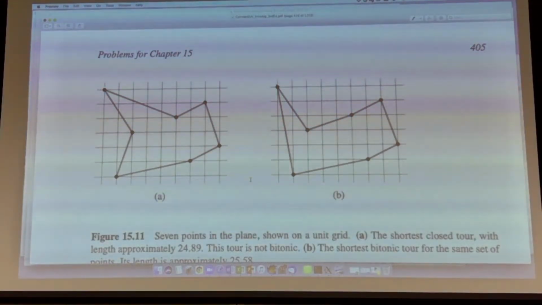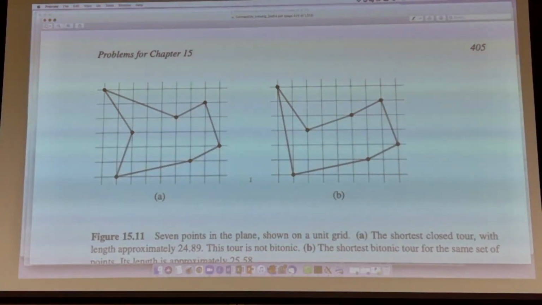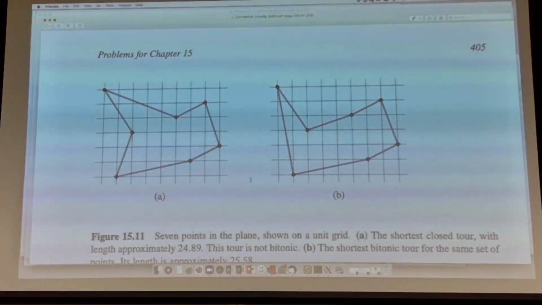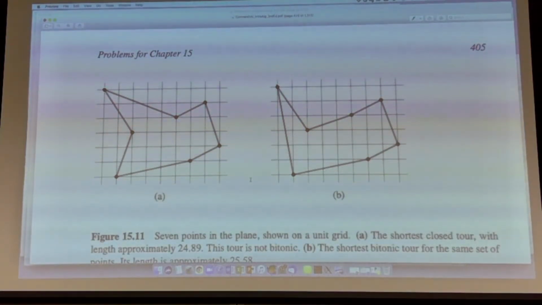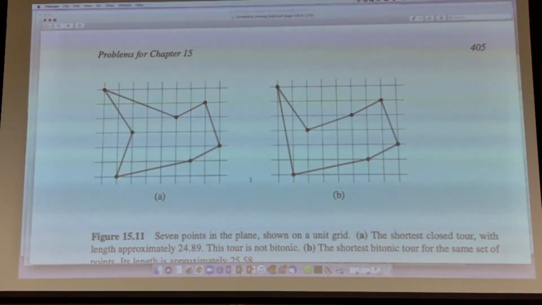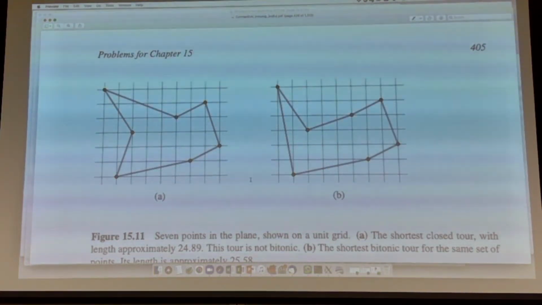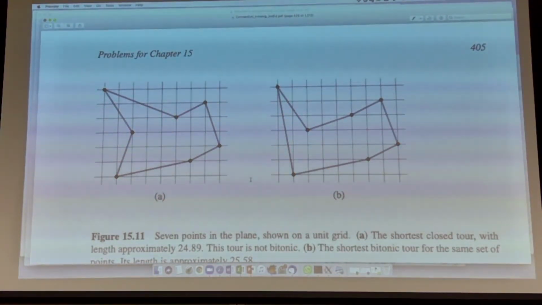And by the way, this is something that may be useful for you to think about. You're never going to have paths that intersect each other. That's just something that people know. This comes from the triangle inequality.